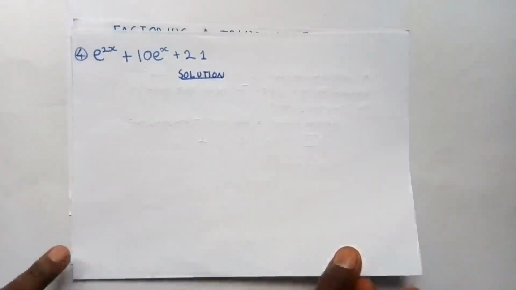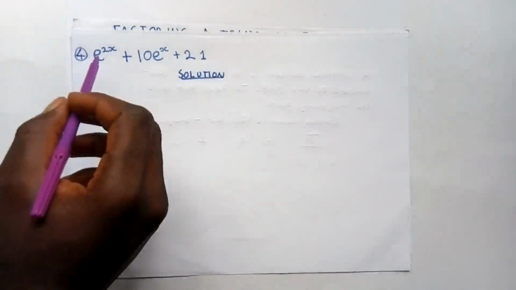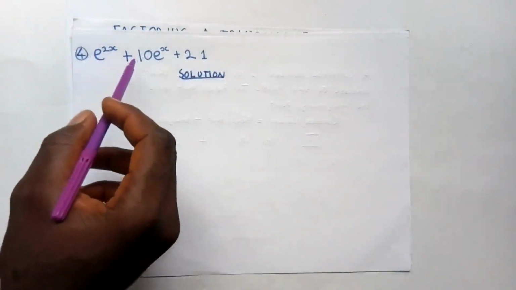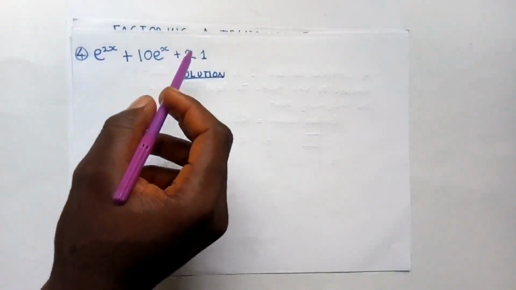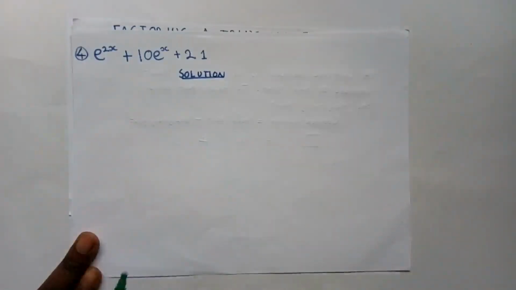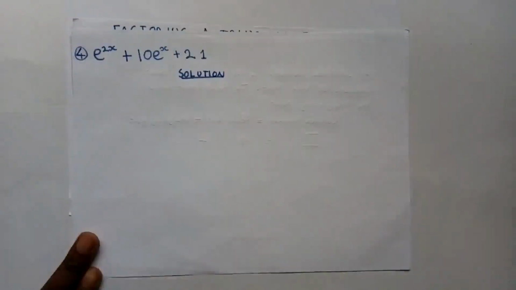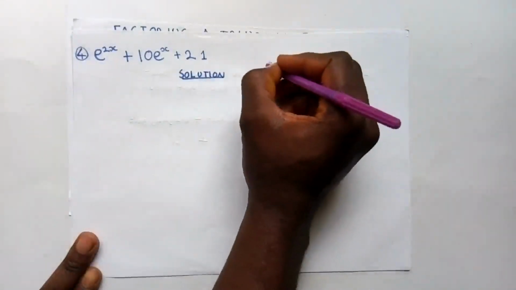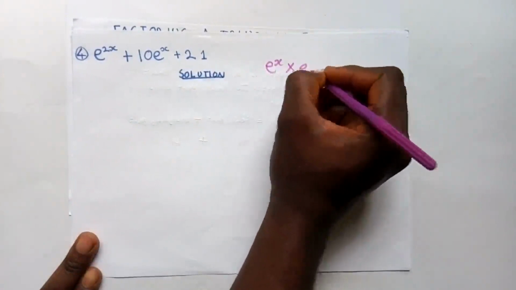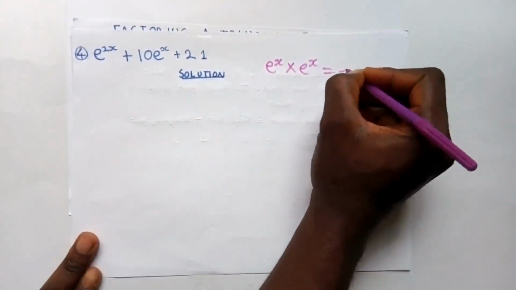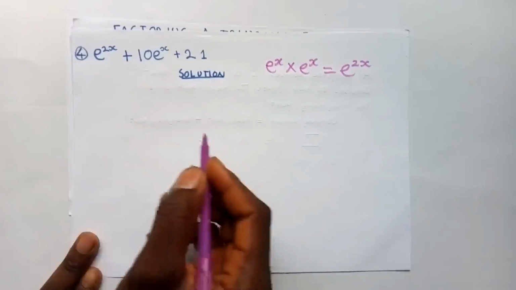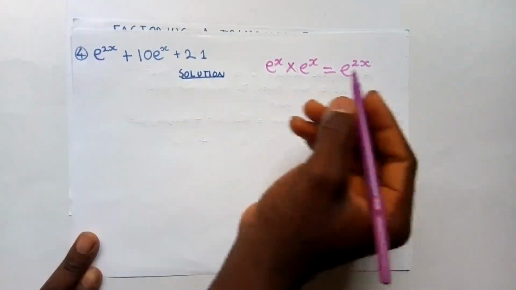Question 4. e raised to the power 2x plus 10 e raised to the power x plus 21. Look at this middle variable here, e raised to the power x. e raised to the power x multiplied by e raised to the power x is equal to e raised to the power 2x, which is equal to the first term.